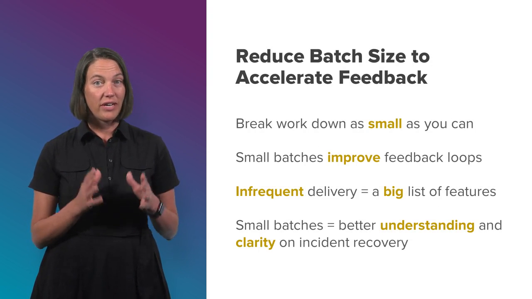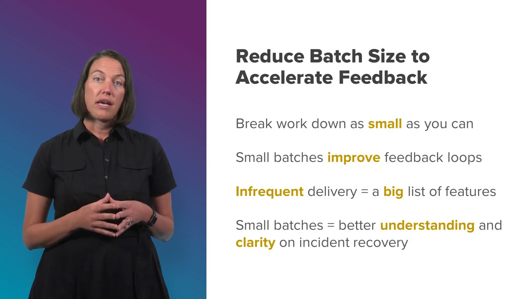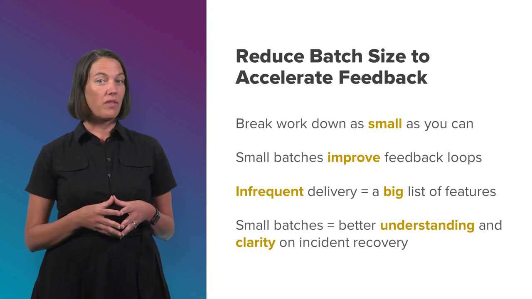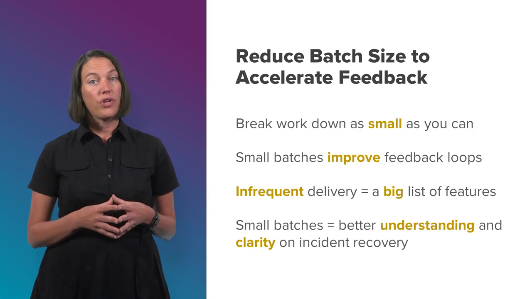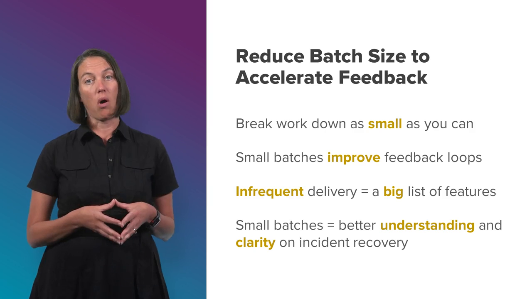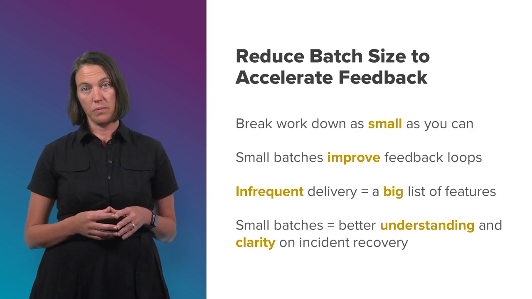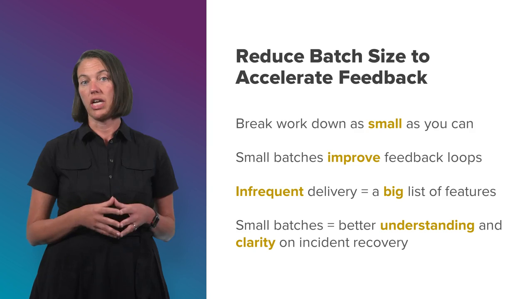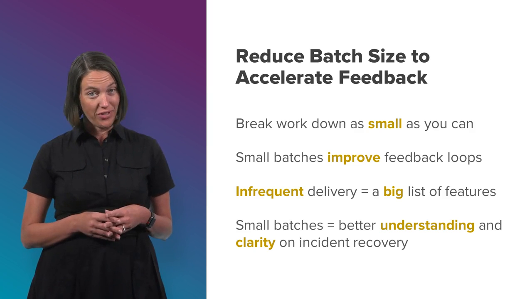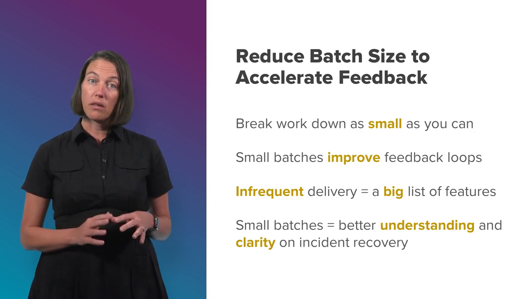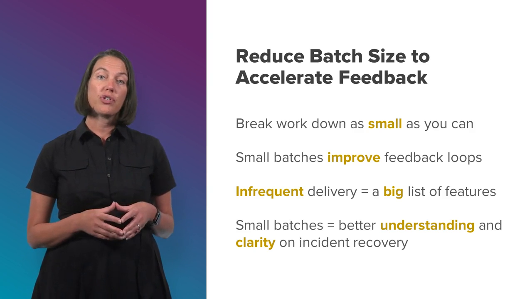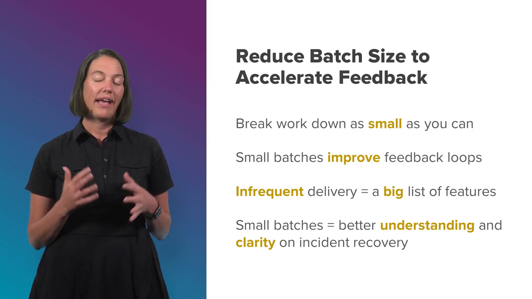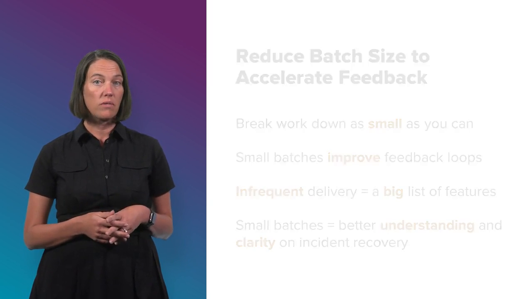Another metric to consider is batch size. Reducing batch size is another way to accelerate feedback. We will talk more about batch sizes in more depth in a later lesson, but for now, just know that breaking down work into something small is a great way to improve feedback loops. The smaller the change, the easier it is to know what impacts that change creates. In traditional software delivery, when deployment frequency is low, often the delivery of features is a long list, and it can be really hard to understand what's impacting what and how to recover if an incident occurs.